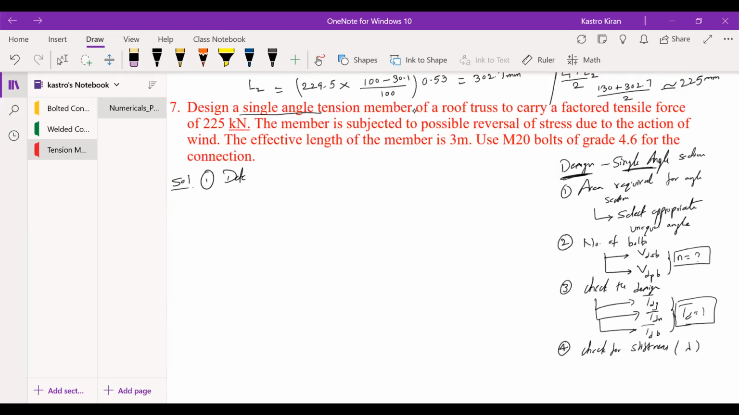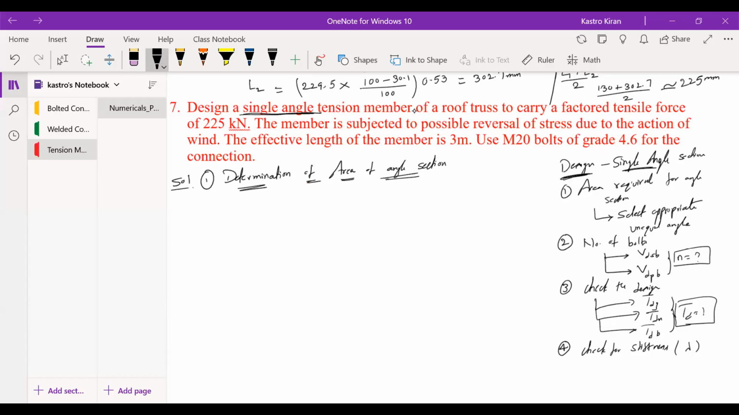Determination of area of angle section. Why are we taking an angle section? Because it is clearly given the angle section only. So while designing tension members, you are most probably asked for design of angle sections only, not any other sections.